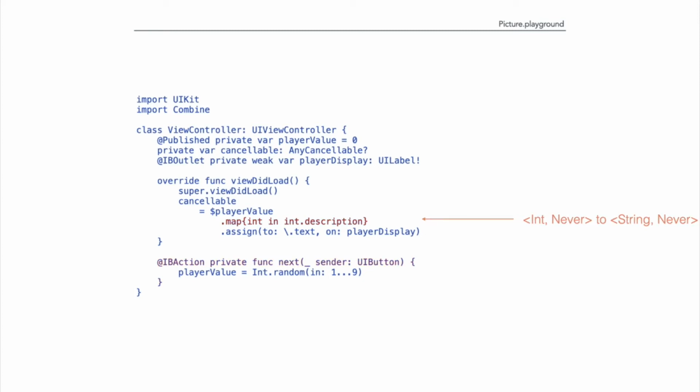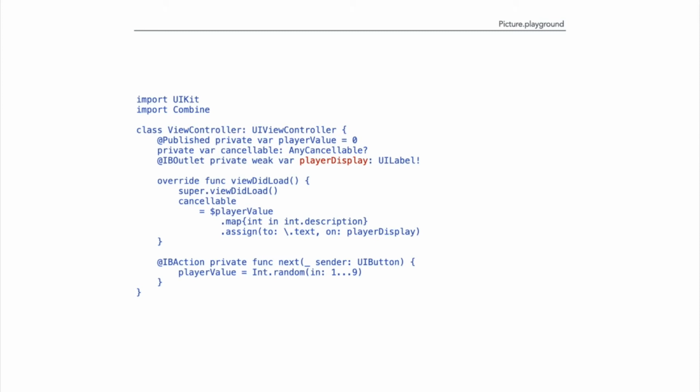So now let's see what happens when the user taps the button. The next method fires. The player value is changed to some random int between 1 and 9, and so that's the update to player value. Player value, however, is a published value, and so the publisher sends it on down the line, and because cancelable is keeping this alive, the player value sends its publisher of an int that never fails. It is converted to a string that never fails, and that string is seen as an optional string, which is assigned to playerDisplay.text. And so player display is updated, and we see every time we tap the button, the new int is displayed.